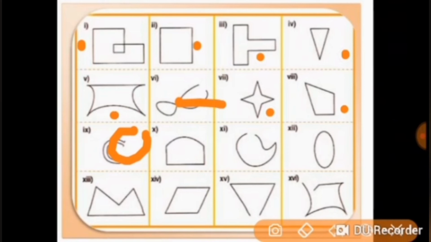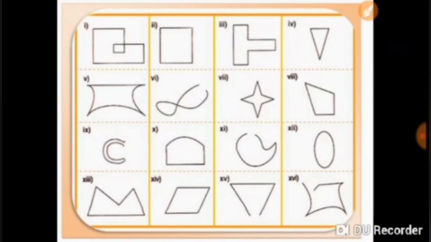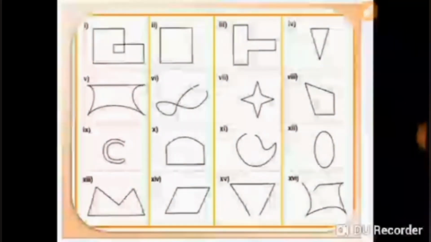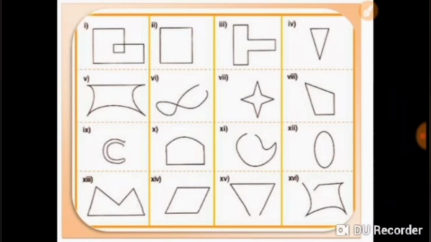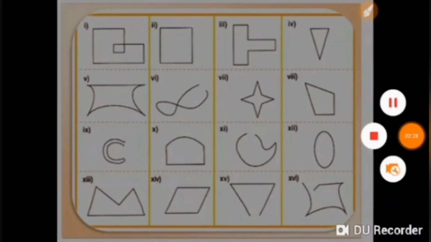So children, this is your homework for today. You have to write on a page two columns, one open figure and the other column closed figure, and you have to tell me which figure number is open and which one is closed. So don't forget to send a picture of that page to me.